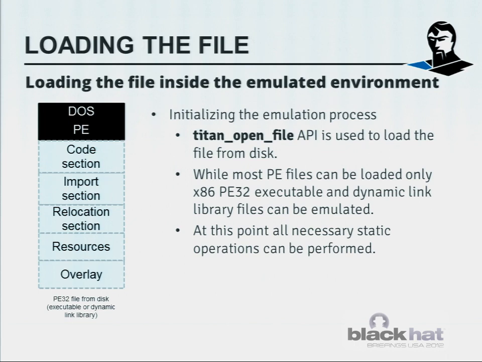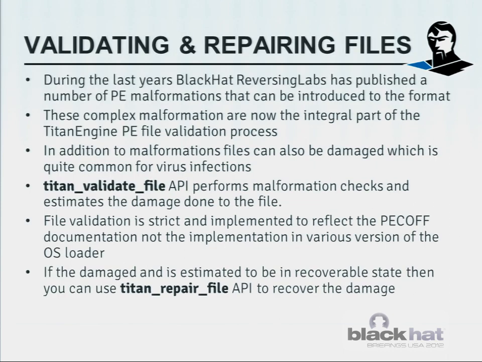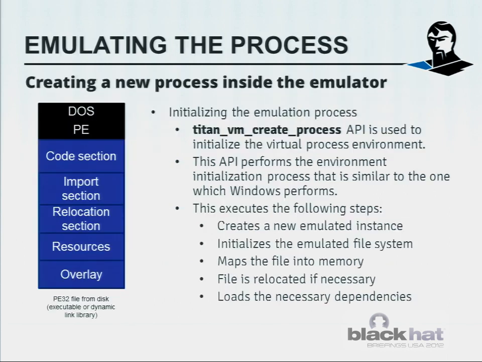So before we actually start the emulator, we have to load the file. Opening the file does what we said before. It just maps the file in memory, and all the sections are committed in memory. Before we actually create the process, we have to figure out if the file is valid or not. If the file goes through the validation process and it has been deemed as damaged, but we can repair it, then you can use the repair file API to recover these damages. All these damages are recovered in memory, so when your emulator starts, you can actually work on the file, because the file is now valid, and you can load other files and do whatever it needs to do.